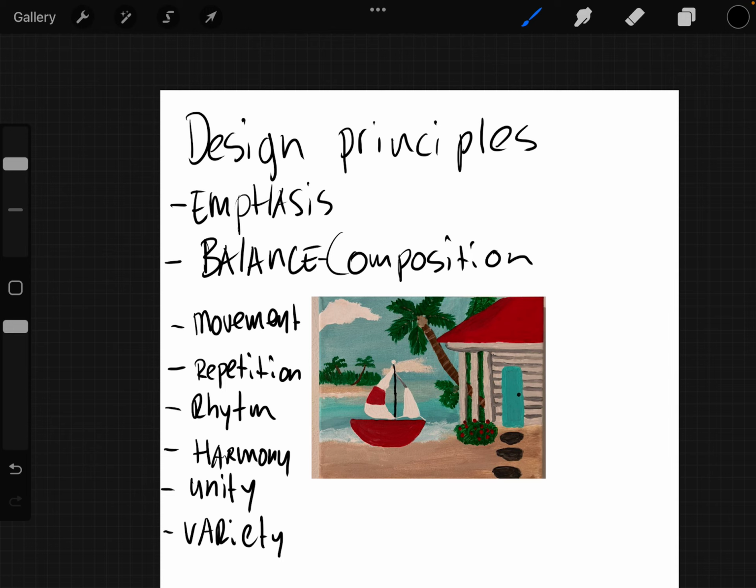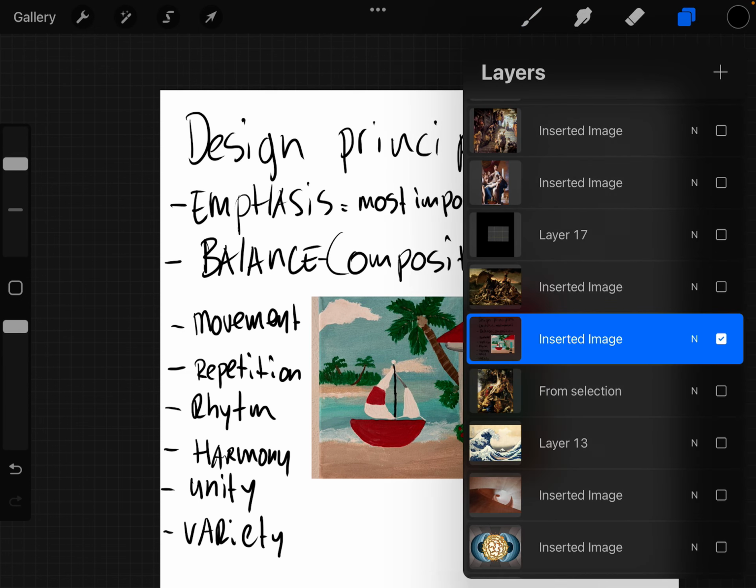And those are all important words. So I will explain all of them to you one at a time, right? So the first one we're going to start with is going to be emphasis. So emphasis is whatever is most important. So whatever is most important is the emphasis.